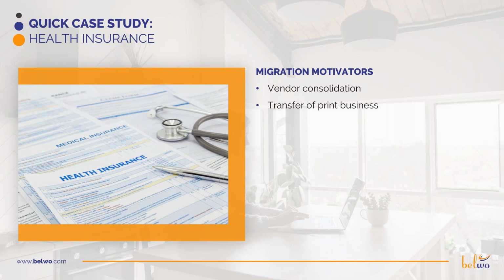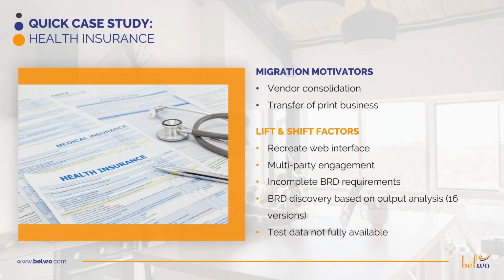And in terms of what motivated this particular migration, there was one big reason, and that is that within the print service industry today, there is a lot of consolidation, as you know. There's a lot of buyouts and mergers and those kind of things. And this particular insurer found themselves under a new umbrella that they were not as satisfied with as they were with their old print vendor. So they decided that they were going to transfer their print business to a new vendor. That was the reason for their migration, and here are some reasons why that was a lift and shift migration in this case.